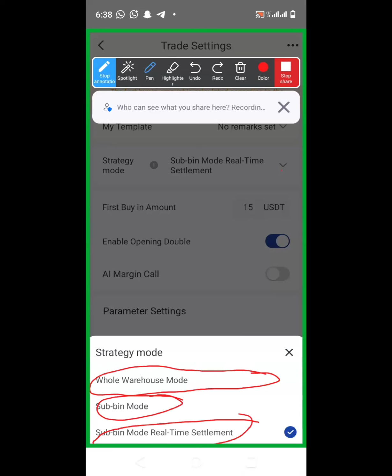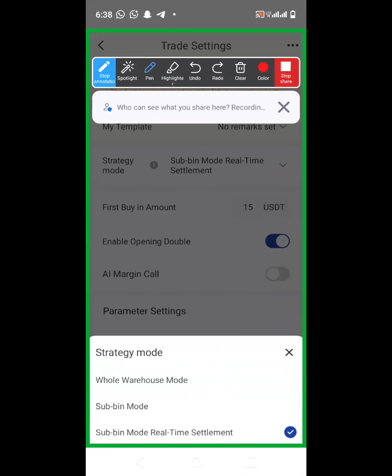All right. Now, this OWS mode has its own function when you click on it. This sub-bin mode has its own function when you click on it. This sub-bin real-time settlement also has its own function when you click on it. Now, let's go to the first one, OWS mode. Now, what is the function of this mode? Now, this mode is for those that have less than $50.